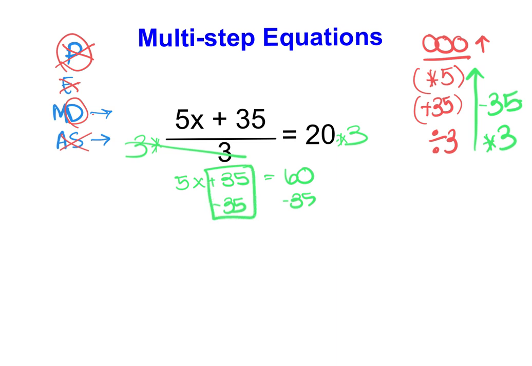These are opposite. They result in 0. And so we're left with 60 minus 35 is 25. Then we, again, move up a step. We need to undo that. So we divide by 5. And we find x is equal to 5.